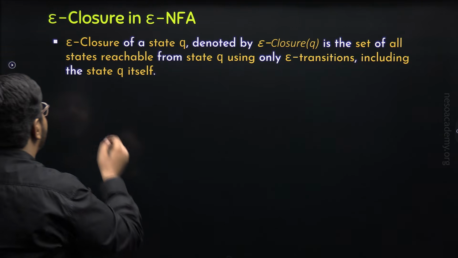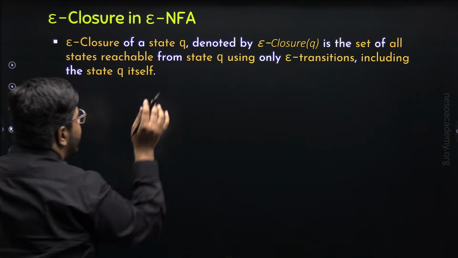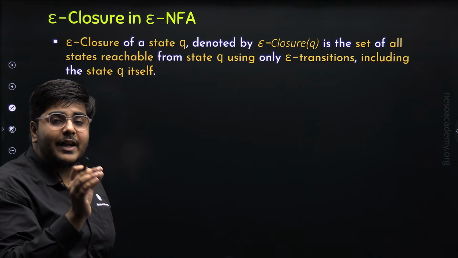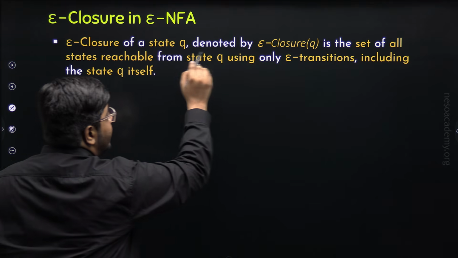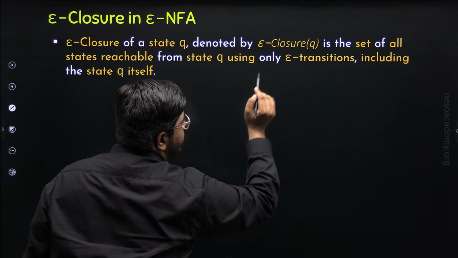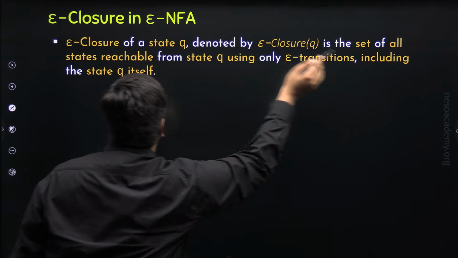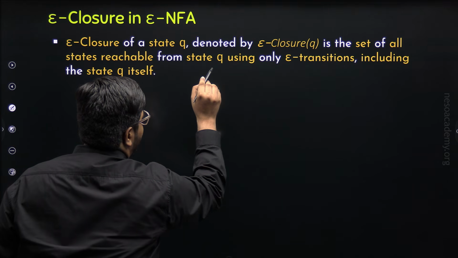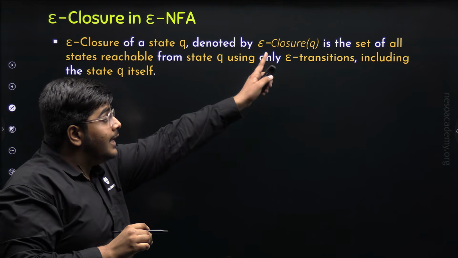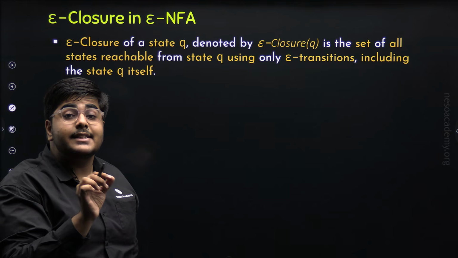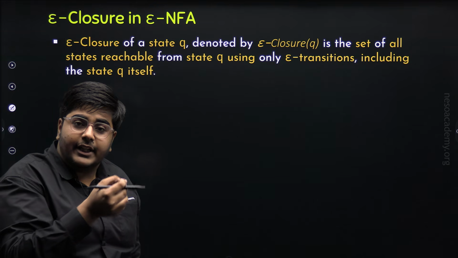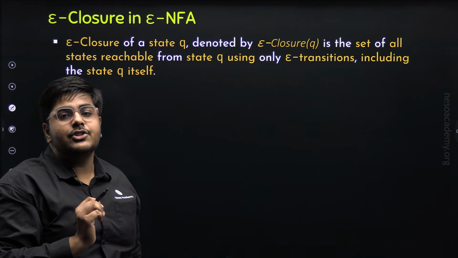Let's understand. Epsilon closure of a state Q means that epsilon closure is only calculated for a particular state of an epsilon-NFA. And it is denoted by epsilon closure, within the brackets the name of the state, that is Q here. It is the set of all states reachable from the state Q using only epsilon transitions. That means epsilon closure is basically a set. Set of what? Set of only those states that we can reach from the state Q using only epsilon transitions.